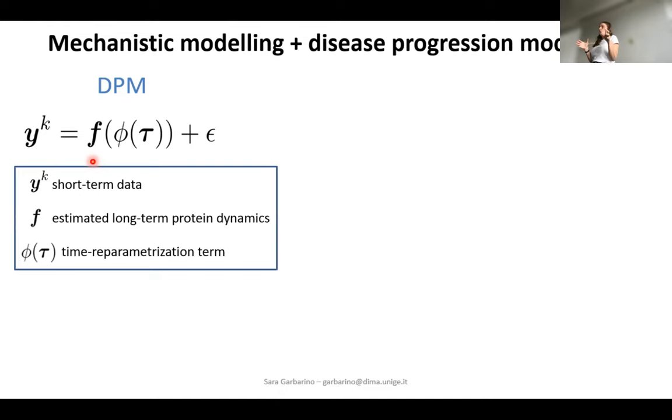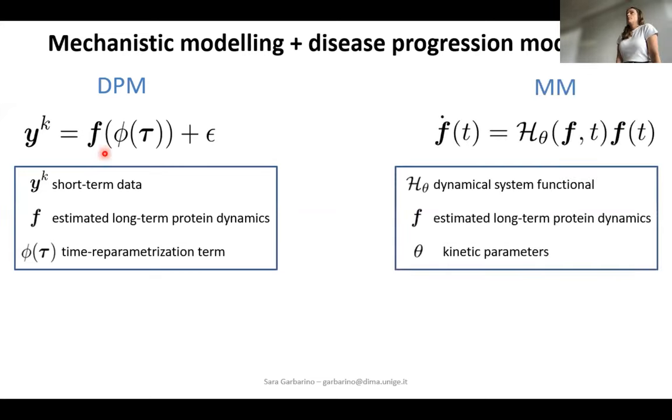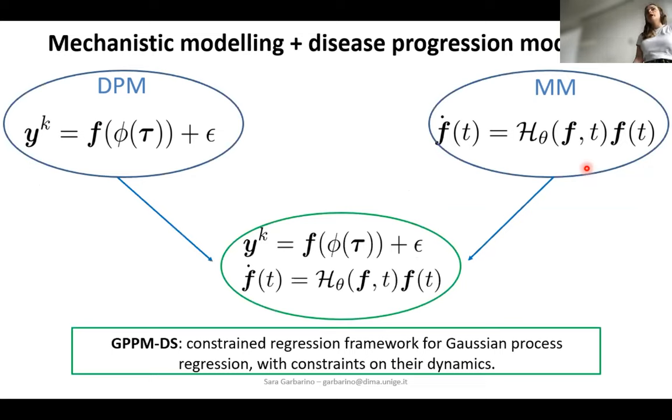So how to do that? On one side, we had a longitudinal continuous disease progression model, like the classification that Pete made earlier. Think of it as a regression model with some temporal reparametrization. On the other hand, we have a mechanistic model where you model the evolution of protein dynamics over time as a dynamical system. To combine those two models, we built a constrained regression framework: Gaussian process regression with constraints on the dynamics.